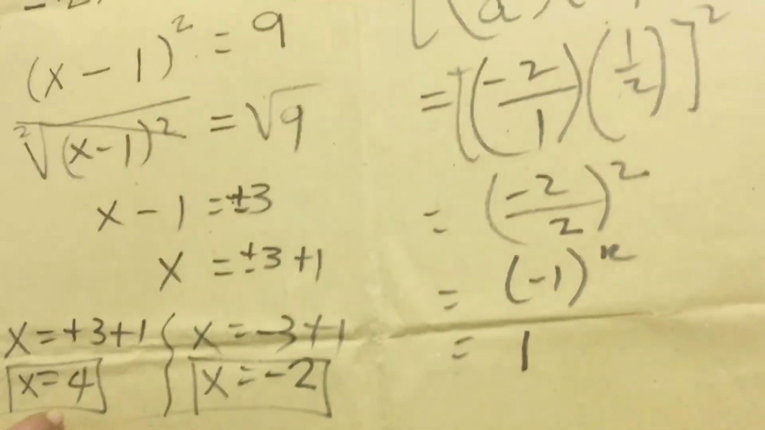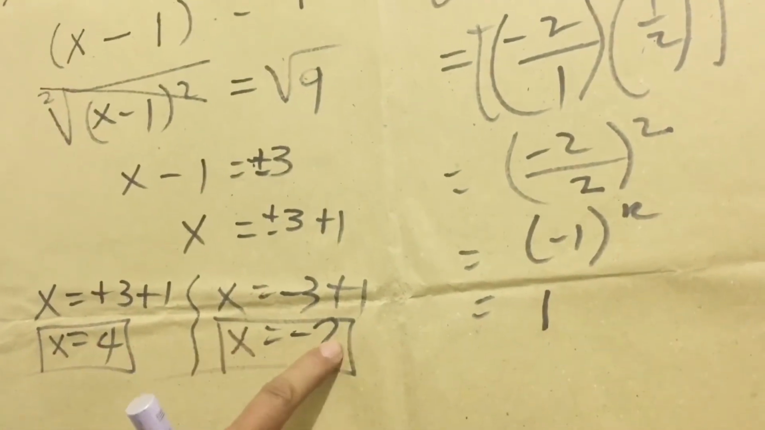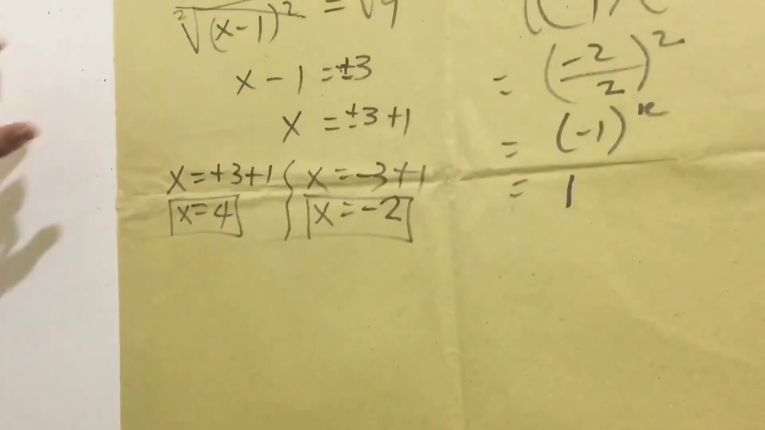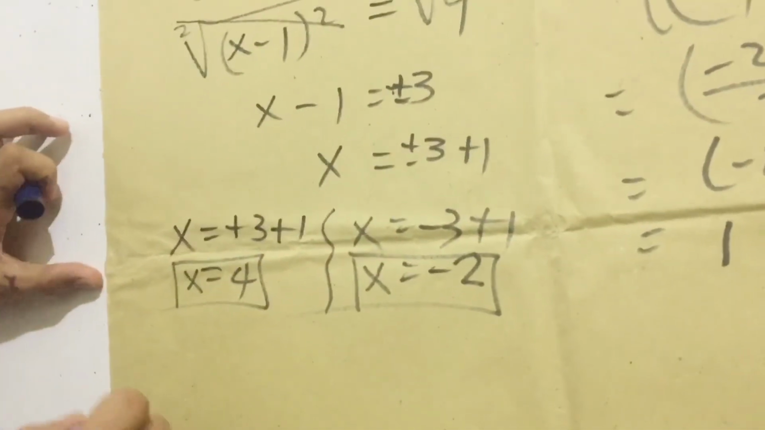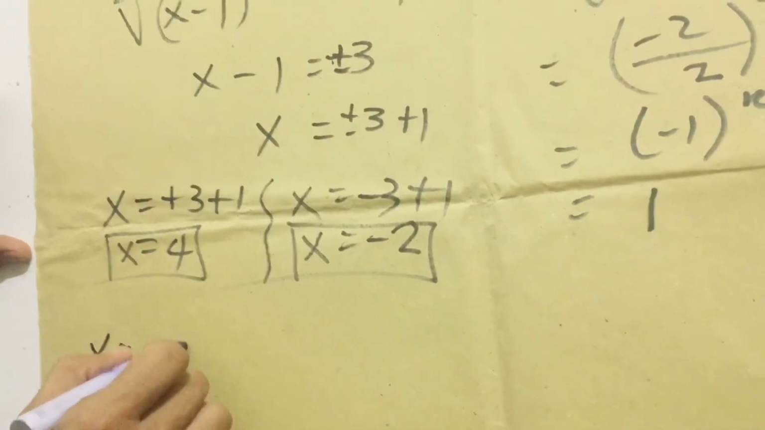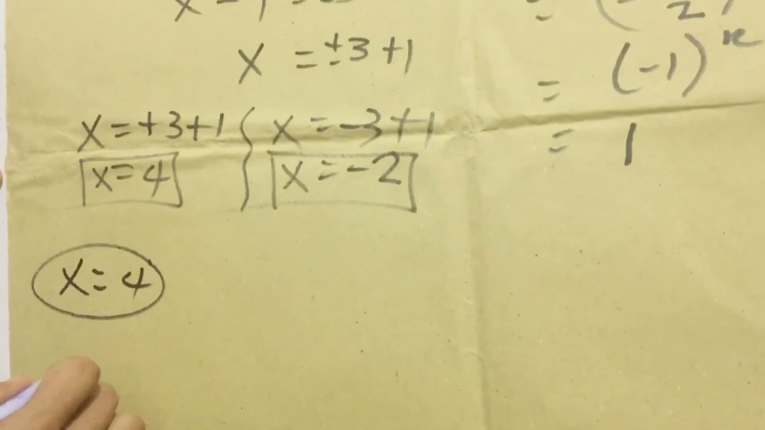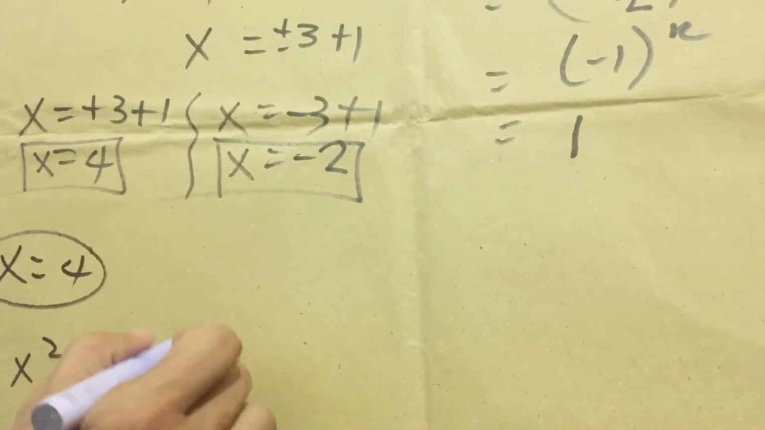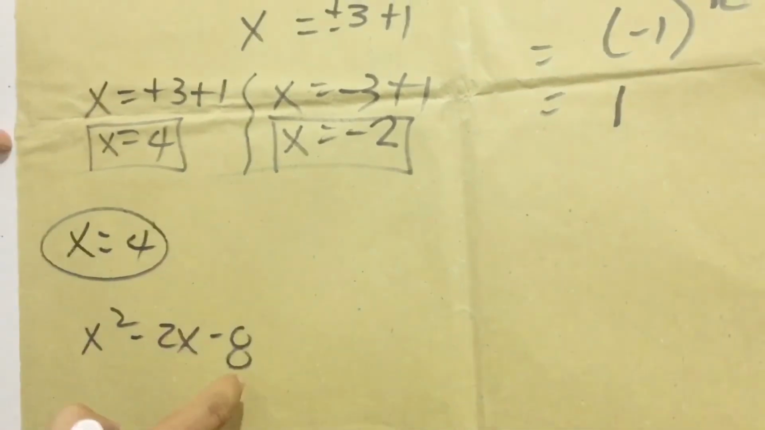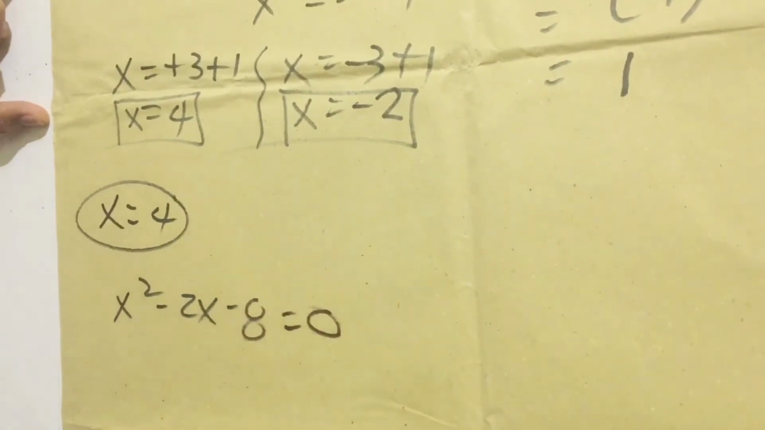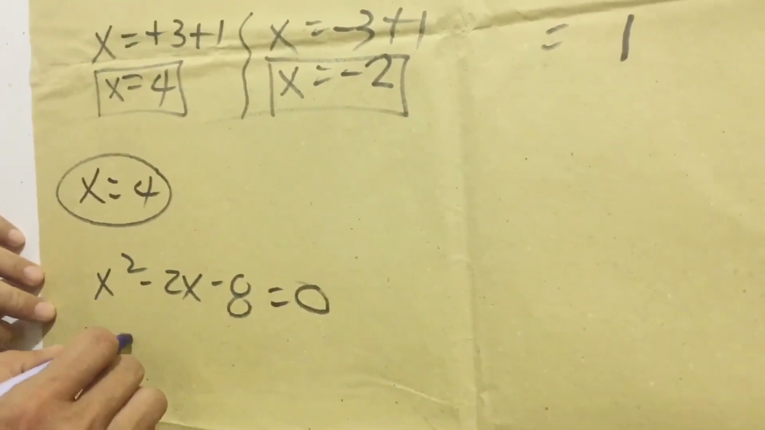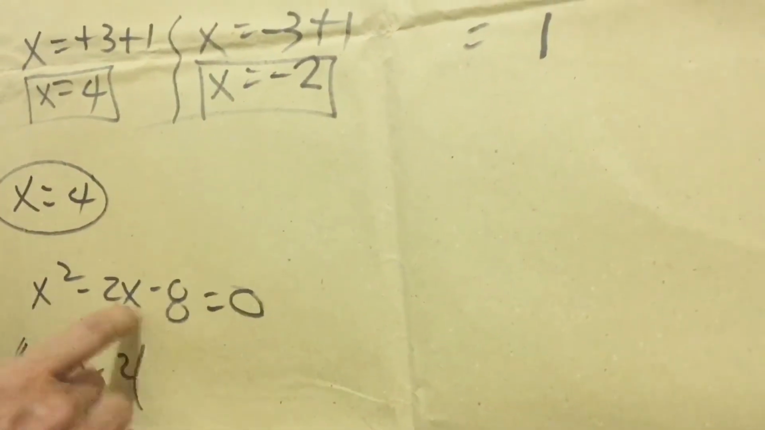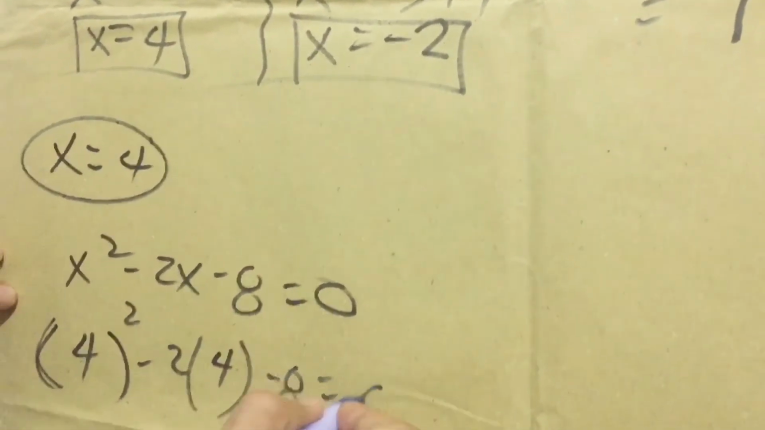Okay, to determine if x equals 4 and x equals negative 2 are the solutions of the quadratic equation, we have to check first. So we will use x equals 4. The quadratic equation is x squared minus 2x minus 8 equals 0. Yes, it's only negative 8 here. And then substitute the value of x, which is 4: 4 squared minus 2 times 4 minus 8 equals 0.